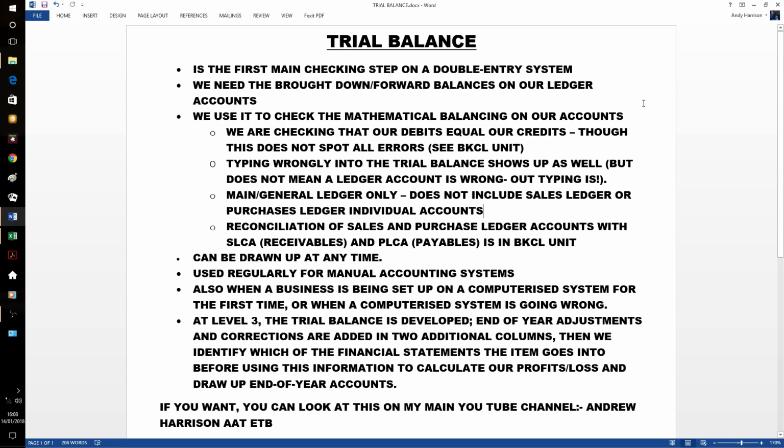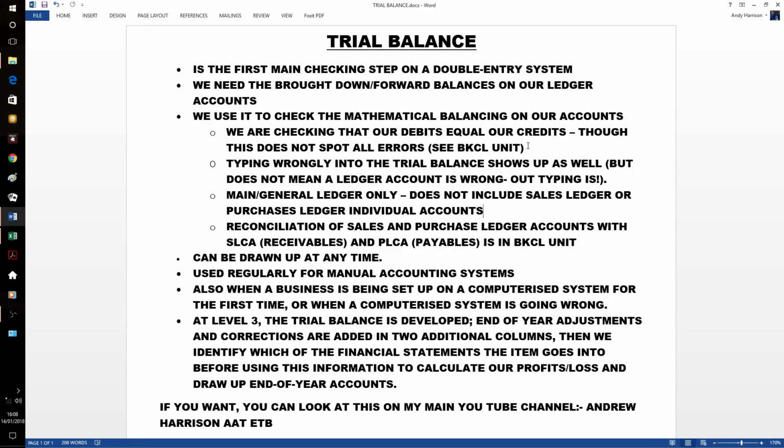So the trial balance is the first main checking step on a double entry system, and to do it we need the brought down or forward balances on our ledger accounts. We'll use it to check the mathematical balancing on our accounts, in particular whether our debits equal our credits, although of course as you'll find out later this doesn't mean all errors are spotted.